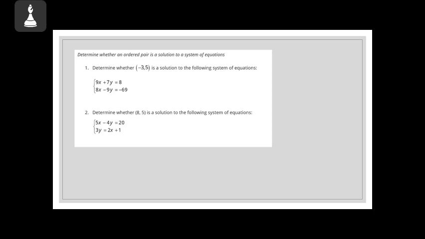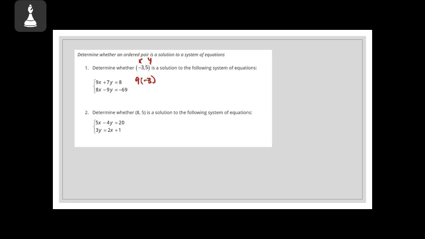the right-hand side. In the first problem, we want to determine whether the point -3, 5 is a solution to the system. So -3 is going to go in for x and 5 is going to go in for y. And in the first equation, when I do that, I want to get the result of 8. And in the second equation, I want to get the result of -69. It has to work for both equations for this to be a true solution.